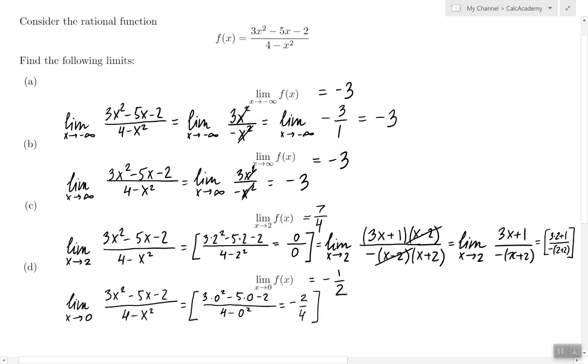So this is how we find the limits of a rational function. It really depends on where x is approaching, whether it's infinity or a number, and it also depends on what the function looks like. So working with rational functions takes a lot of focus and knowledge of rational functions.